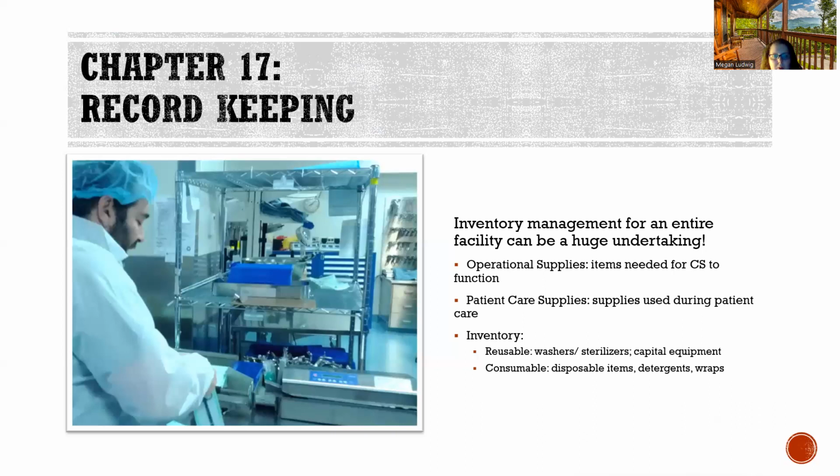Now, your consumables are things that can be consumed or disposed of. Your disposable items, detergents, even though it's operational, can be disposed of, it's used. And then your wraps. So things like that that are usually not reprocessable are considered consumable inventory. Have to be reordered.